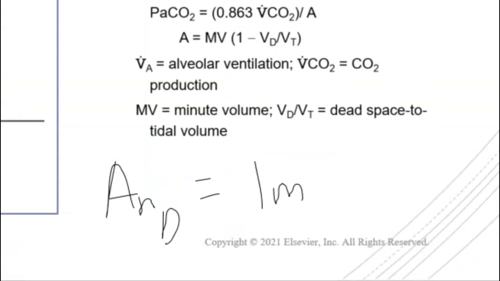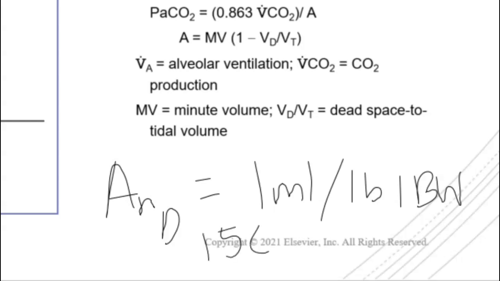1 milliliter per pound, ideal body weight. So if I give you an ideal body weight of 150 pounds, then 150 milliliters is what that patient's anatomic dead space is. Then I will have to have given you the tidal volume too. So let's say the patient's 150 pounds. So that equals 150 milliliters. I take that, subtract it from the total tidal volume.